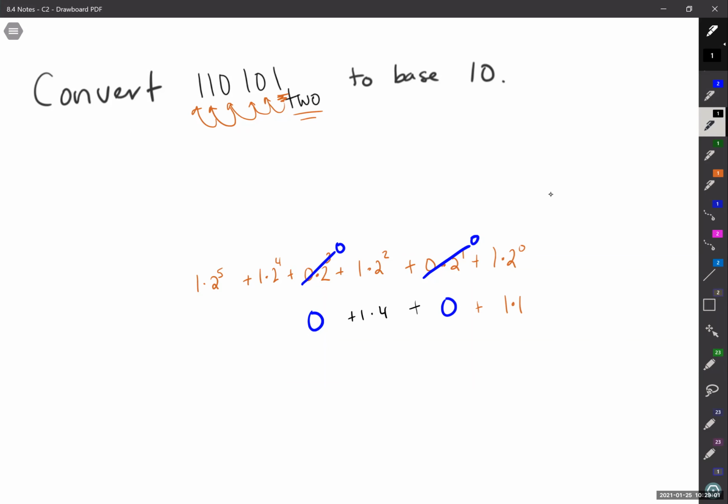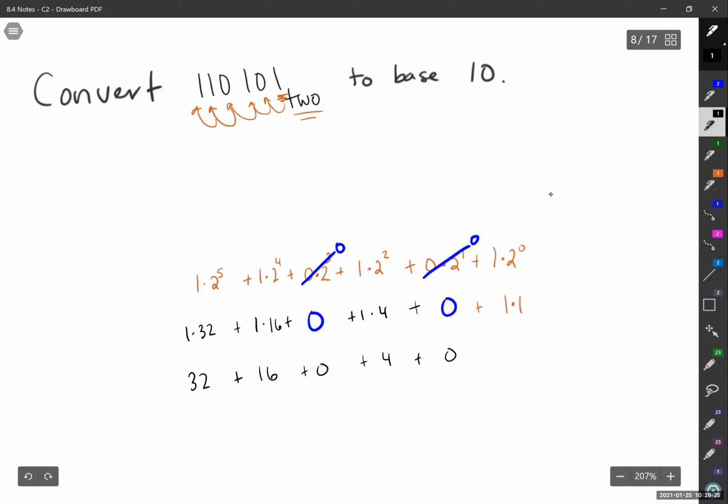2 cubed is times 2 again, which is 8. So that would be 0 times 8, but there's none of them. So then 2 to the 4th is 16, 1 times 16. And then 2 to the 5th is 32, so we've got 1 times 32. 32 plus 16 plus 0 plus 4 plus 0 plus 1. Add those all together. Did y'all get 53?